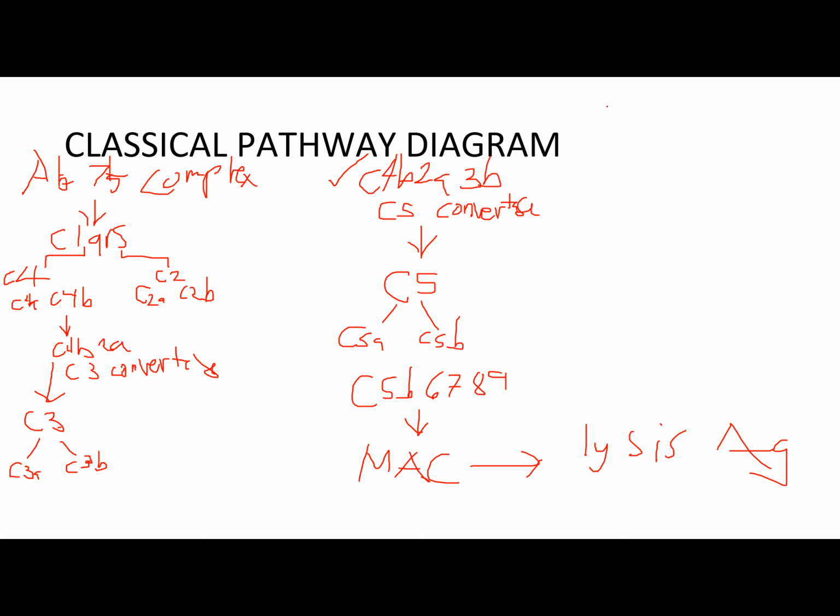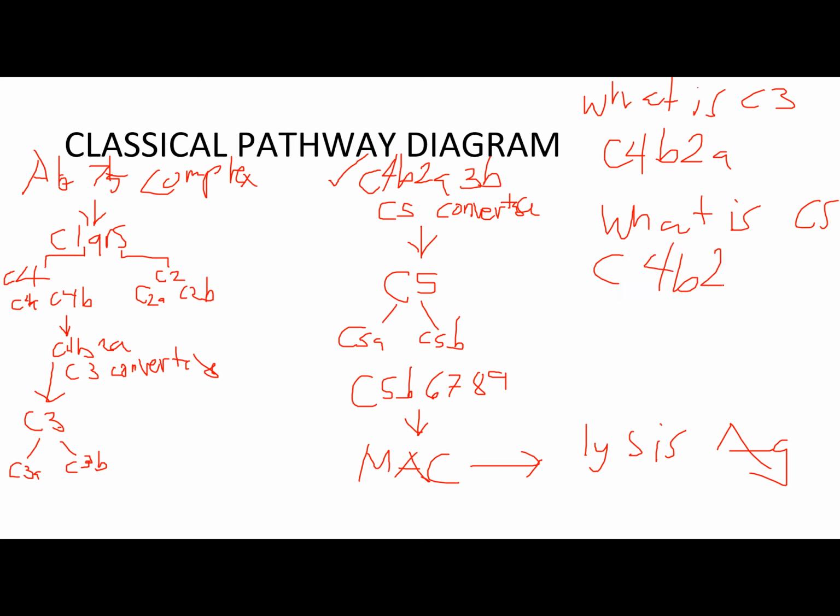That is why if it is asked in your exam, class, what is the C3 convertase of your classical pathway, the answer would be C4B2A. If you are asked, what is the C5 convertase? It would be C4B2A3B. So please do take note of that, class. If you are asked in the exam, what is the MAC of your classical pathway? The answer would be C5B, 6, 7, 8, and 9. So I hope that was clear.